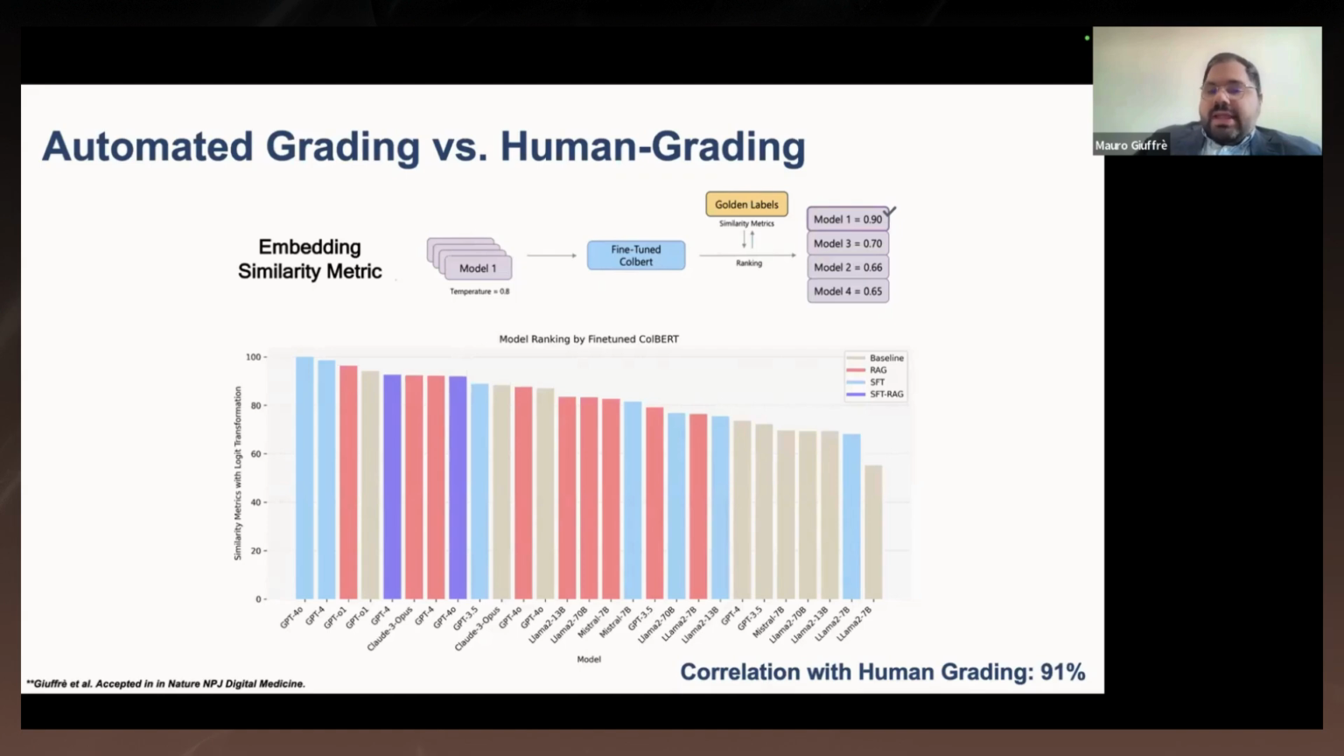And we found that the correlation between this automatic way of grading and the human grading, so of course we graded all the answers ourselves, was 91%. So with 91% accuracy, we can automatically grade answers.